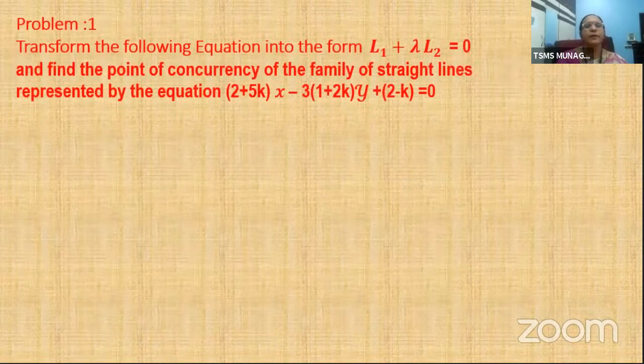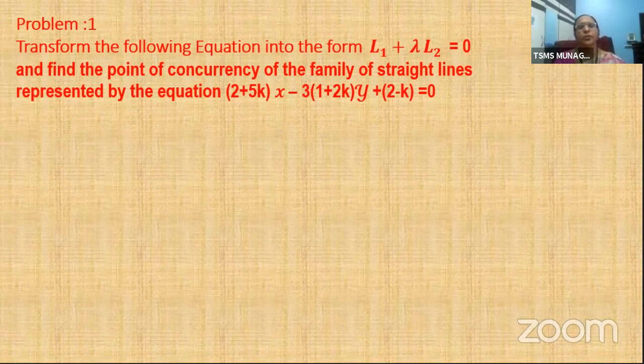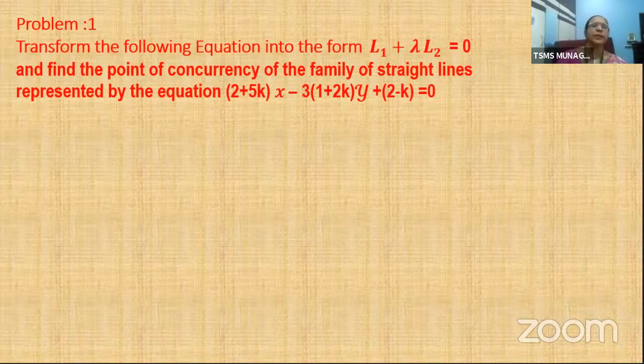Okay. Now here, let us see how we can transform this. The problem here is: transform the following equation into the form L1 plus lambda L2 equal to 0 and find the point of concurrency of the family of straight lines represented by the equation (2 plus 5k) x minus 3 (1 plus 2k) y plus (2 minus k) equal to 0. This is picked from the exercise problem.